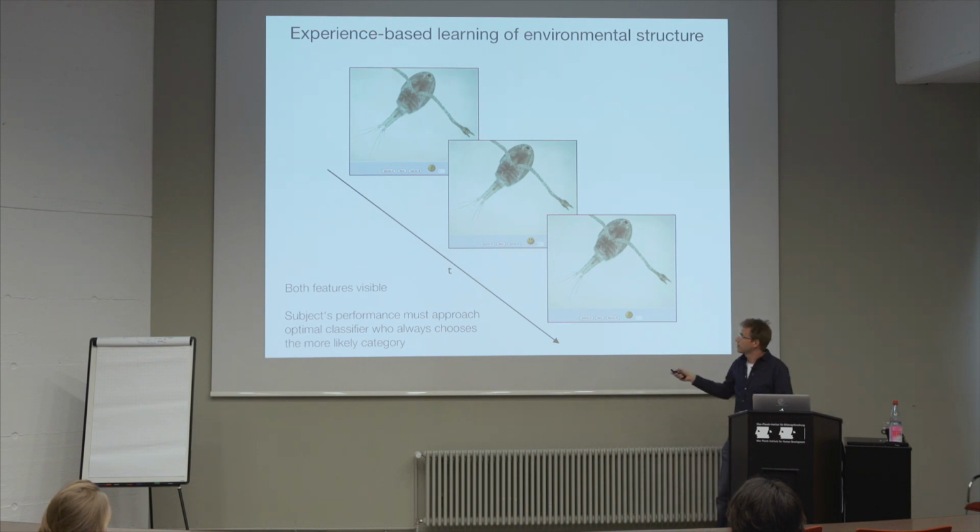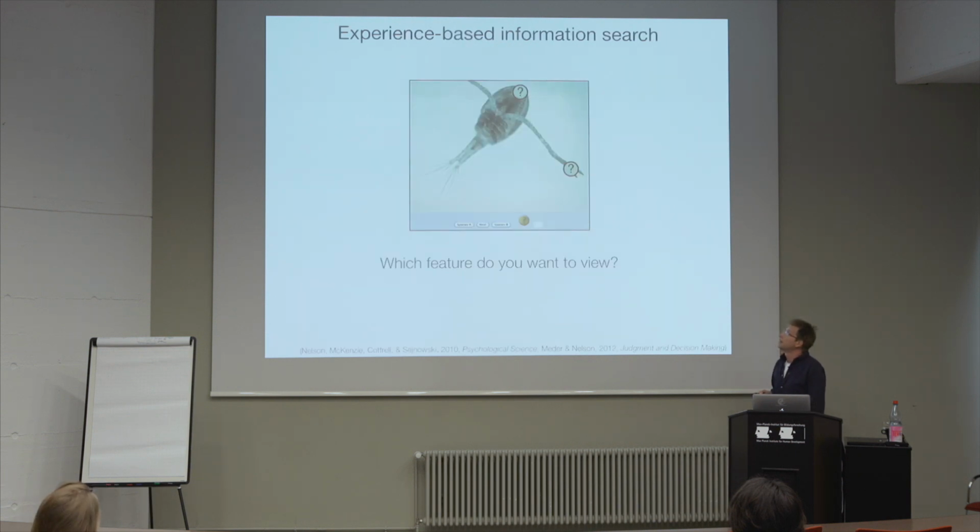And they do that for a long time, so we have a very strict learning criterion. Sometimes they do that for hundreds or thousands of tries until they really, really know the relevant probabilities. And then we ask them, okay, now you can't see both features, and you can choose to see one of them. Which one would you like to see? And then they can choose to look at, say, the eye or the claw, and then make a decision.